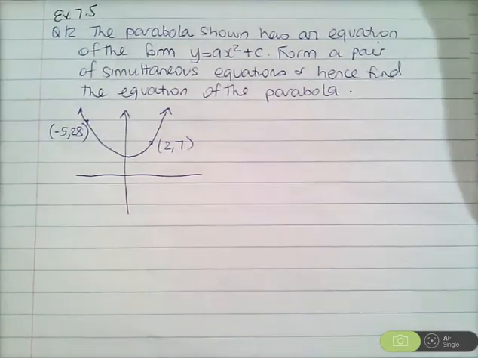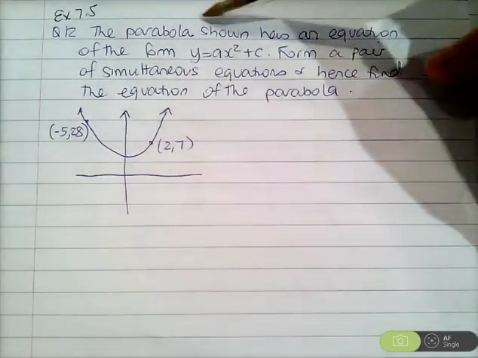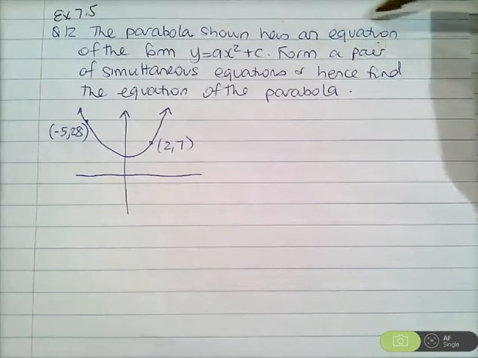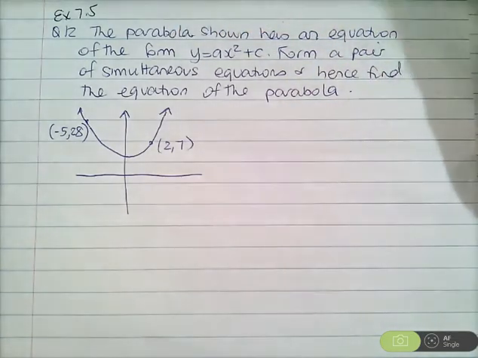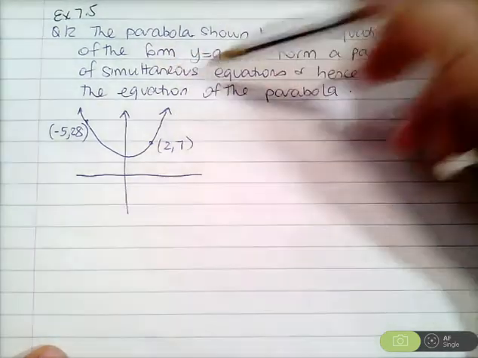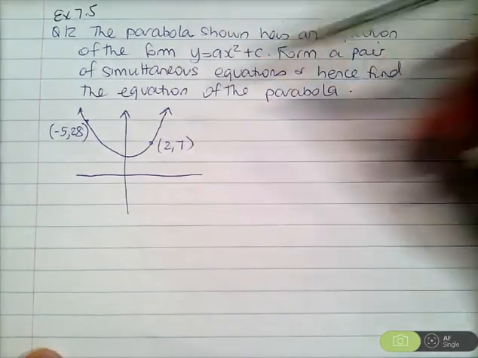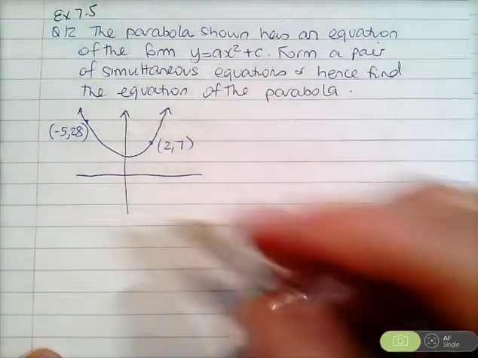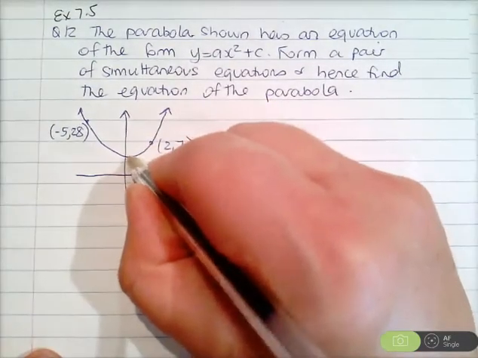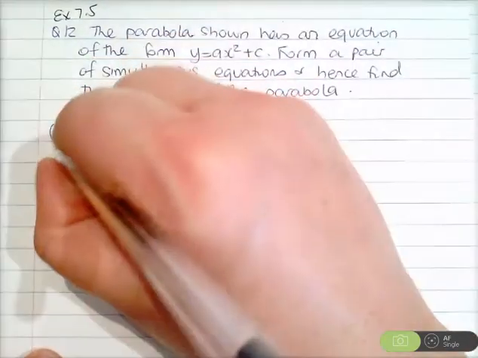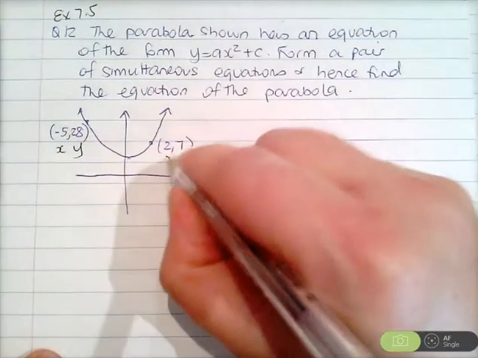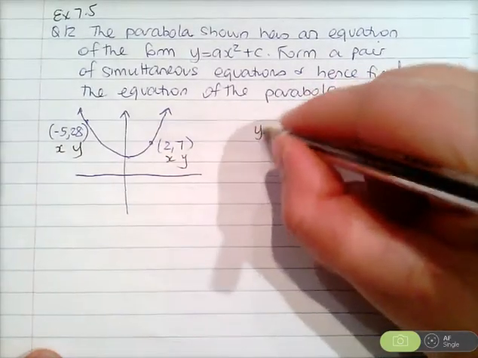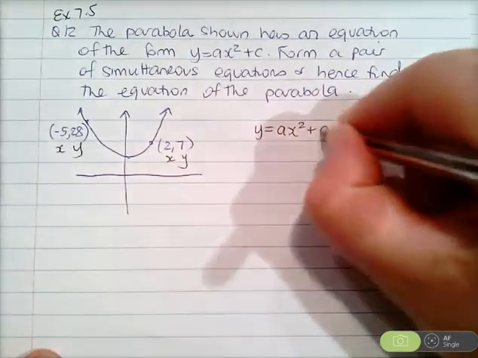So exercise 7.5, question 12, it says the parabola shown has an equation of the form y equals ax squared plus c. It says form a pair of simultaneous equations and hence find the equation of the parabola. So notice we do not have the vertex or the turning point. We only know that it passes through negative 5, 28 and the point 2, 7. So I know it's y equals ax squared plus c.